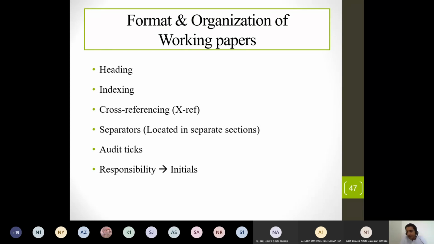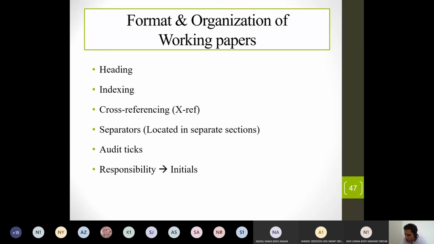Indexing means, if you open any textbook, you will see at the end of each book what we call the index. This index helps to explain or define some terms that may not be clear to the readers of that textbook. Similar things, same function. Indexing helps to explain some terms that are used in the working papers of the audit process.